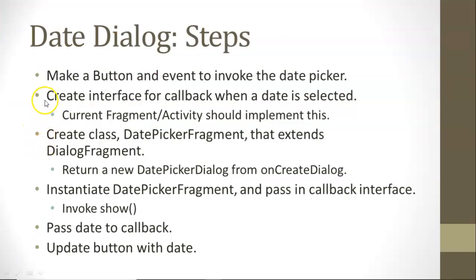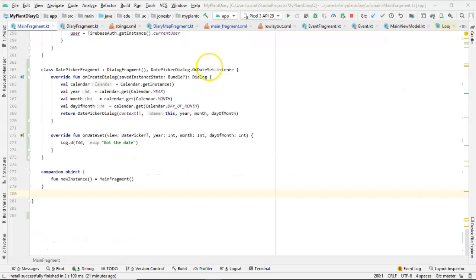Those are our last 3 steps. Create an interface for the callback when the date is selected, and the current fragment or activity should implement this. I mentioned earlier we were going to skip this and come back to it. Now it's time to come back to it. Because we need that in this next step. Pass the date to the callback, and then update the button. Let's start by creating an interface.